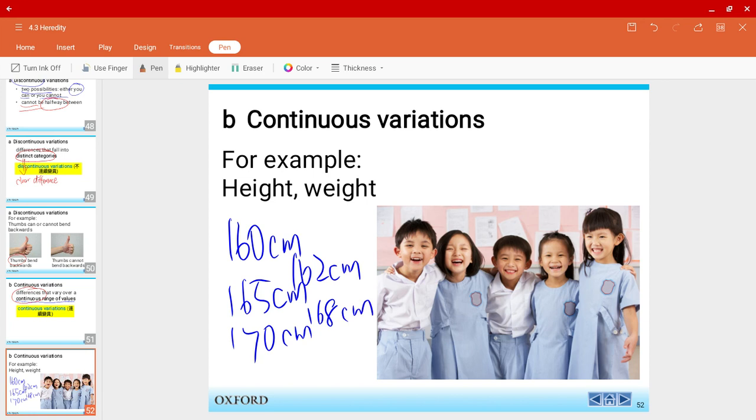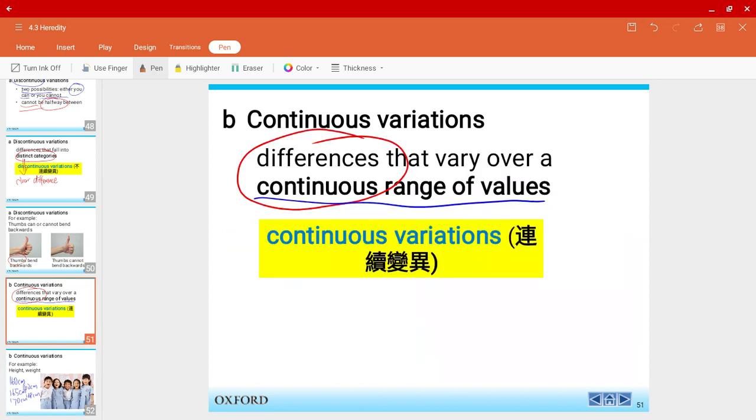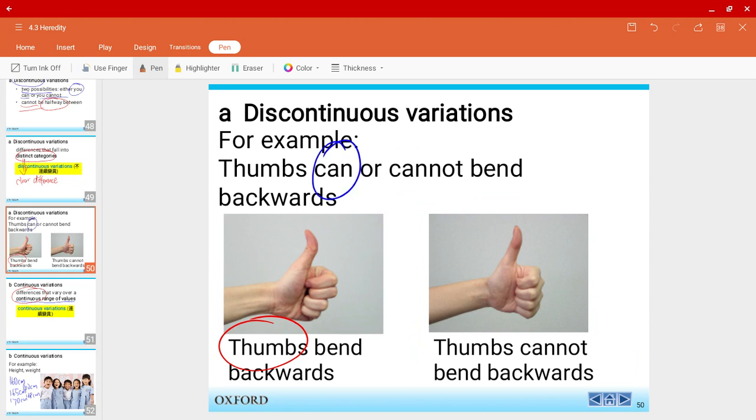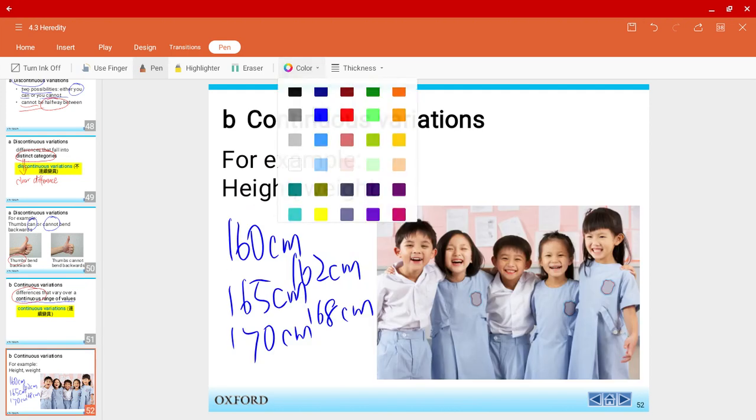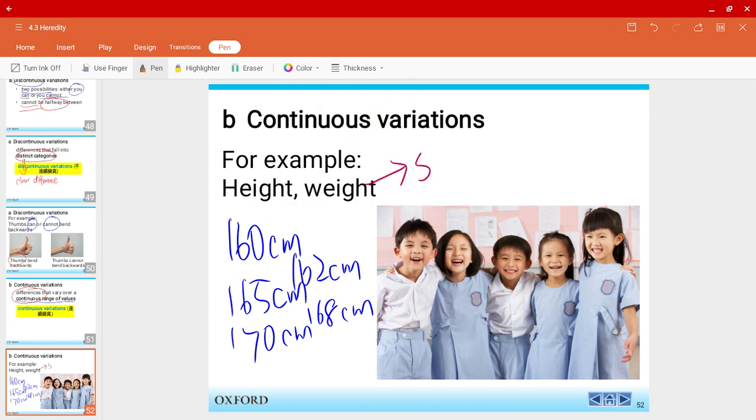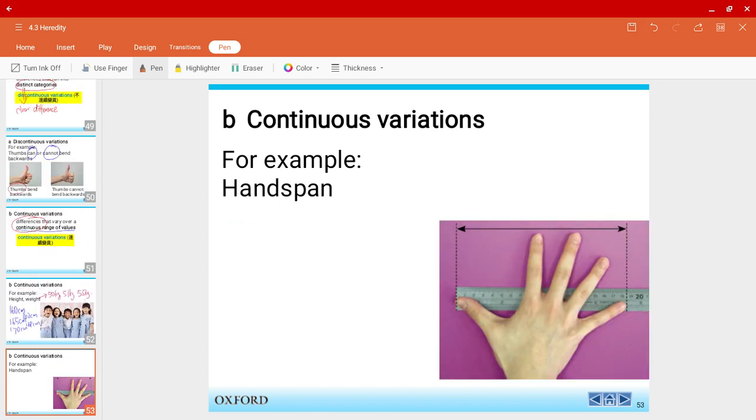With continuous variation, you can have a wide range of values. It's unlike discontinuous variation, where you either can or cannot, you either have or you don't have. But for continuous variation, you have a wide range of values. Our weight, for example, you can be 50 kg, you can be 51, you can be 55, and it keeps on going. There are different values. Another example could be your handspan. Some of us may have a longer one, some of us may have a shorter one. So it all depends.